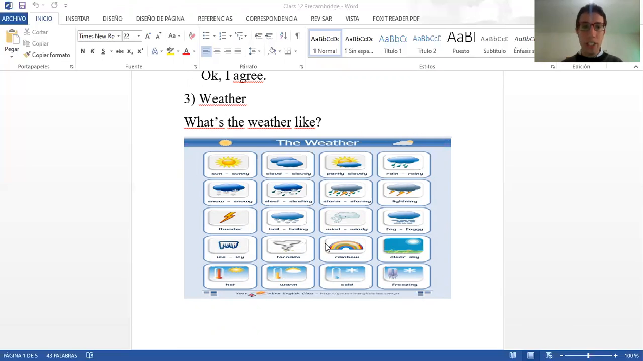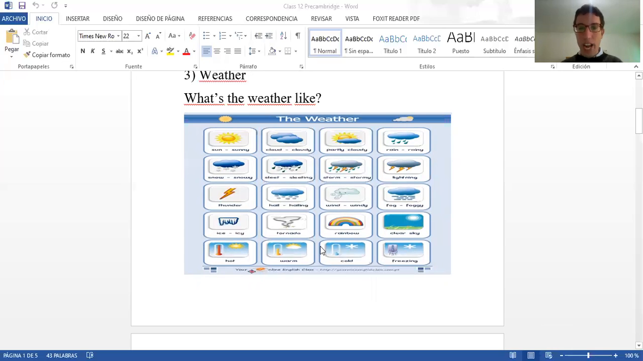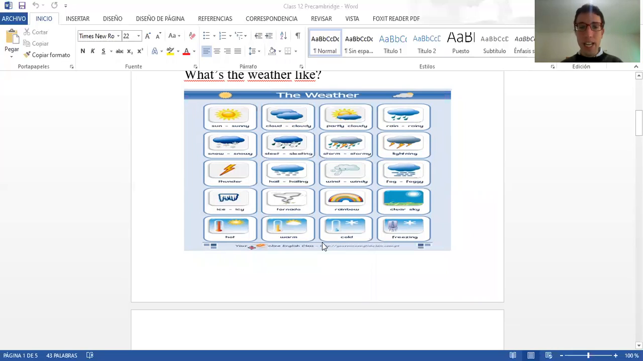For example, the sun, from the noun sun, we have sunny, right? Cloudy, partly cloudy, rainy, snowy, sleeting, yes, as a verb, it is sleeting, stormy, lightning, thunder, hail, hailing, right, as a verb, windy, foggy, icy, tornado. Well, that is a natural disaster. We're going to see that later. Rainbow, clear sky, hot, warm, cold, and freezing. Okay, these last four are related to temperature, right?